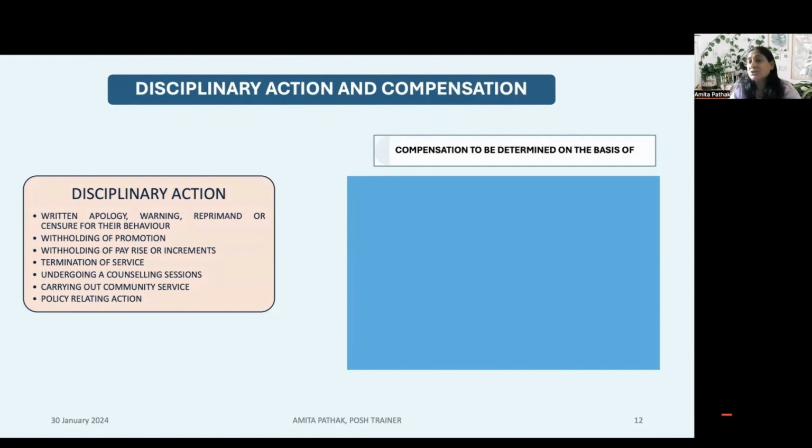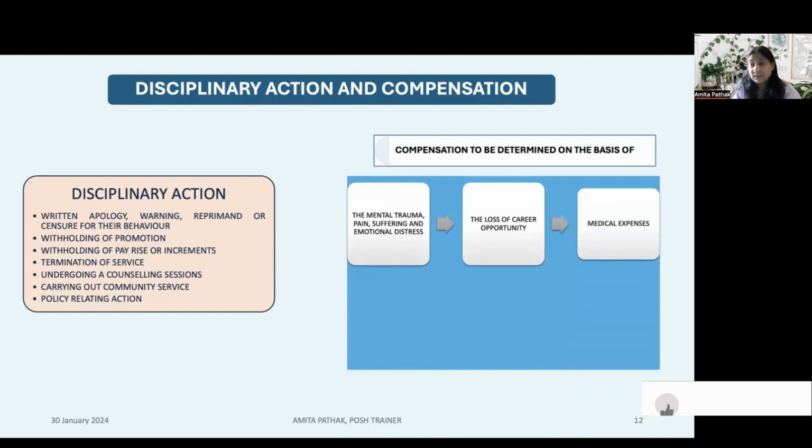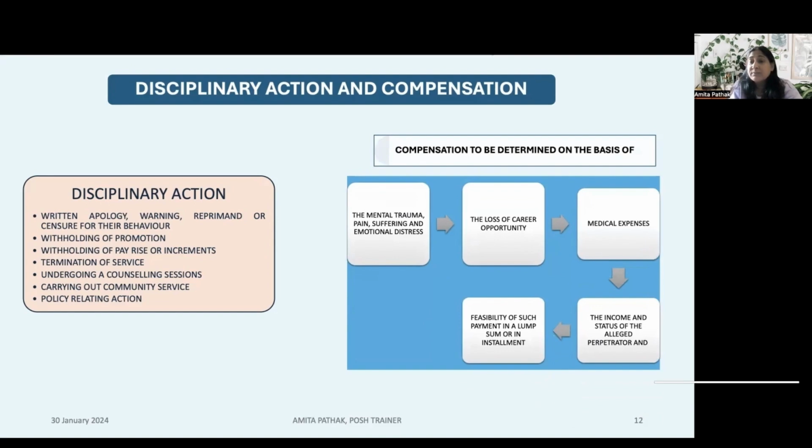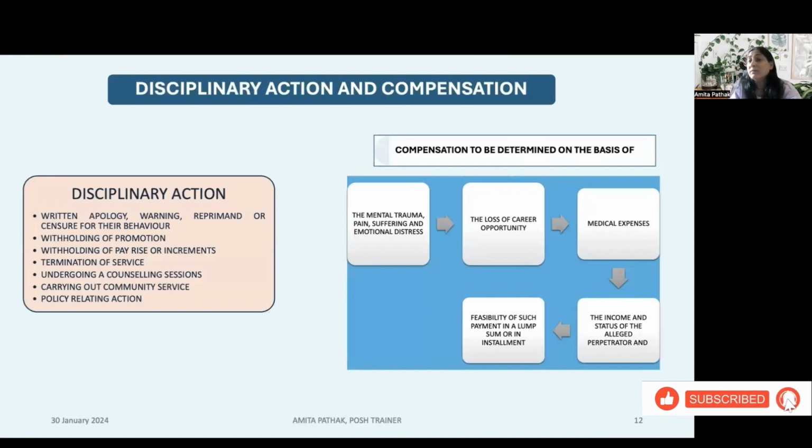Now, what type of compensation can be given to the aggrieved woman? It is based on the following: the mental trauma or pain and suffering the woman is having, the loss of career opportunities due to that action, the medical expenses, the income and status of the alleged perpetrator, and the feasibility of such payment in a lump sum or in installments. So these are the bases on which the compensation to be given to the aggrieved woman can be determined, if the case is there and the harasser is found guilty.